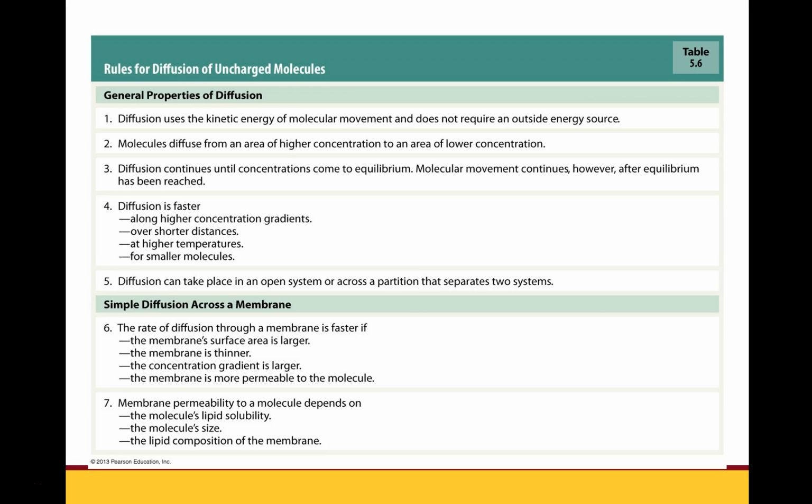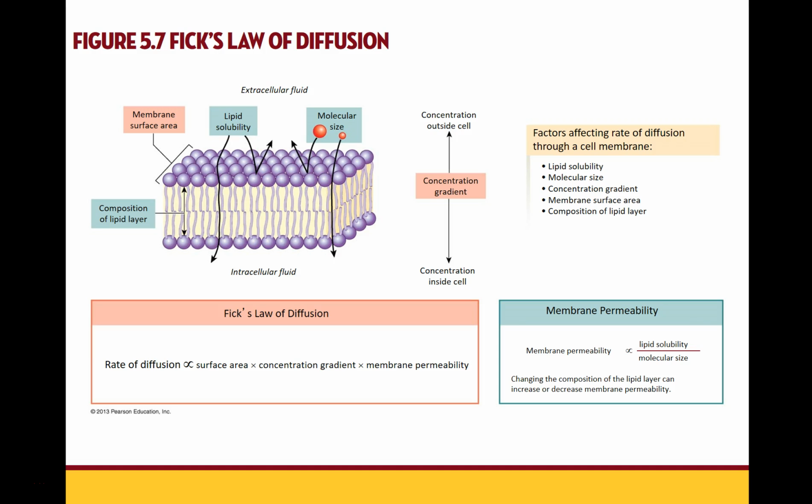This is a little study slide that goes over some general things I just talked about. There's no new material on that. Okay. Fick's law of diffusion. I will test on Fick's law of diffusion. The rate of diffusion is approximately equal to the surface area times the concentration gradient times the membrane permeability. Those are the three things that impact how fast we can diffuse a molecule.